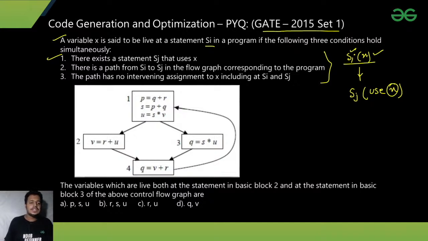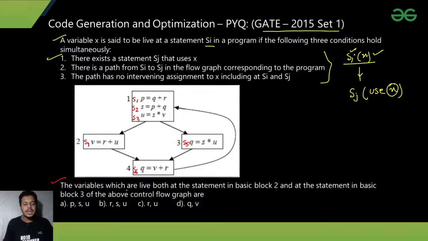So this is our given question. Okay, let me change the color. In our given question we have 6 statements basically. There are 4 blocks and we have 6 statements. So let's write all the statements. Suppose this is statement 1, statement 2, statement 3, statement 4, statement 5, and this is statement 6. So there are 6 statements.